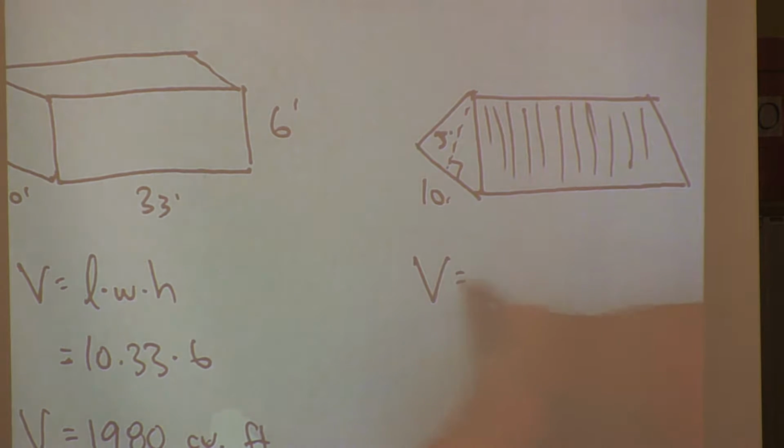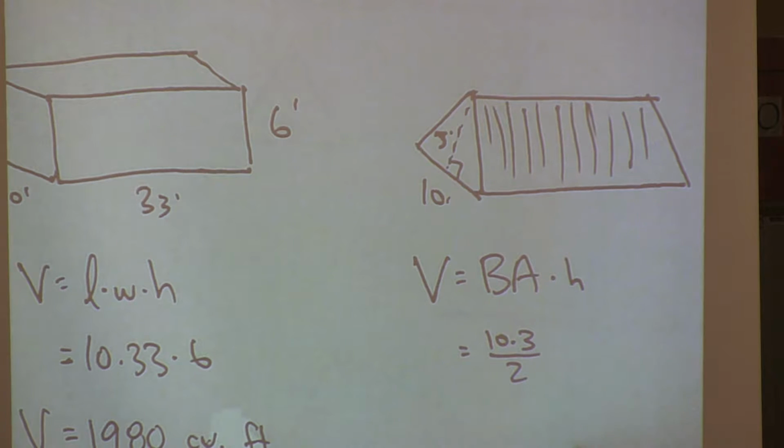The volume here is going to be the base area times the height. The base area is base times height divided by 2. And we know the length of this thing, or the height if I tipped it upside down, is 33 feet. 10 times 3 is 30, divided by 2 is 15, times 33, which gives you 495 cubic feet. So your total volume, the sum of those two, is going to be 2,475 when I add these two up.